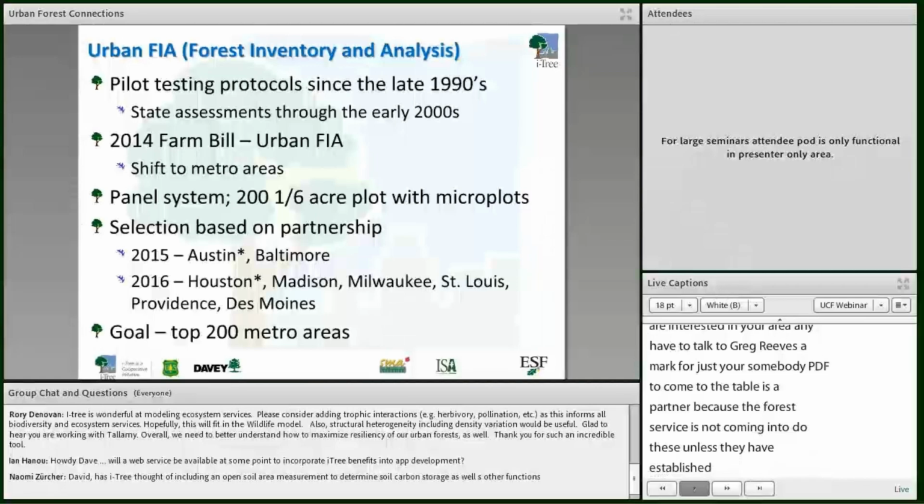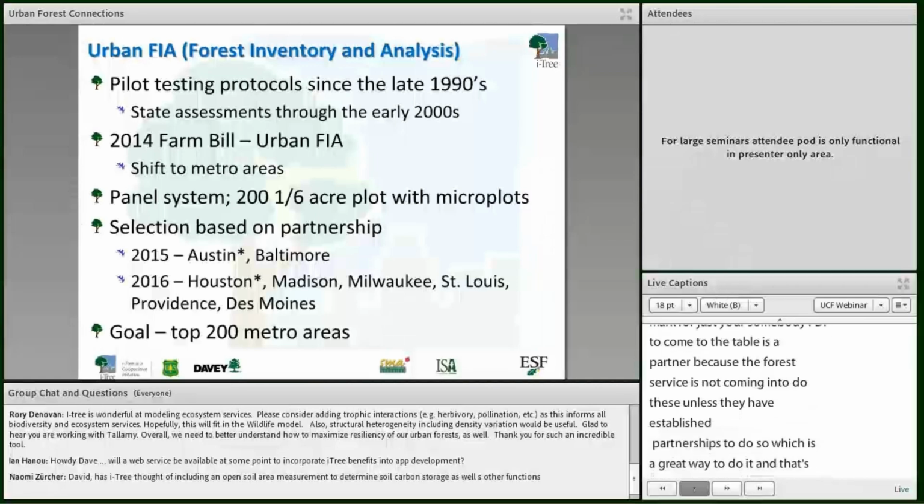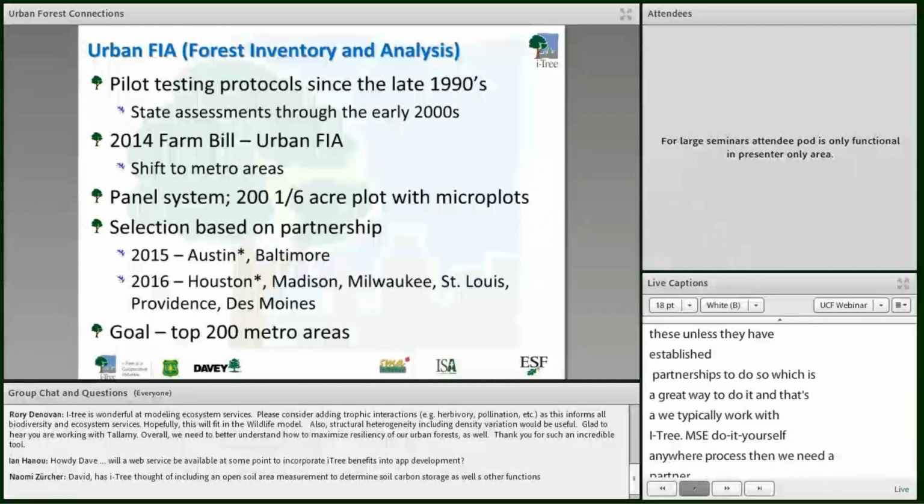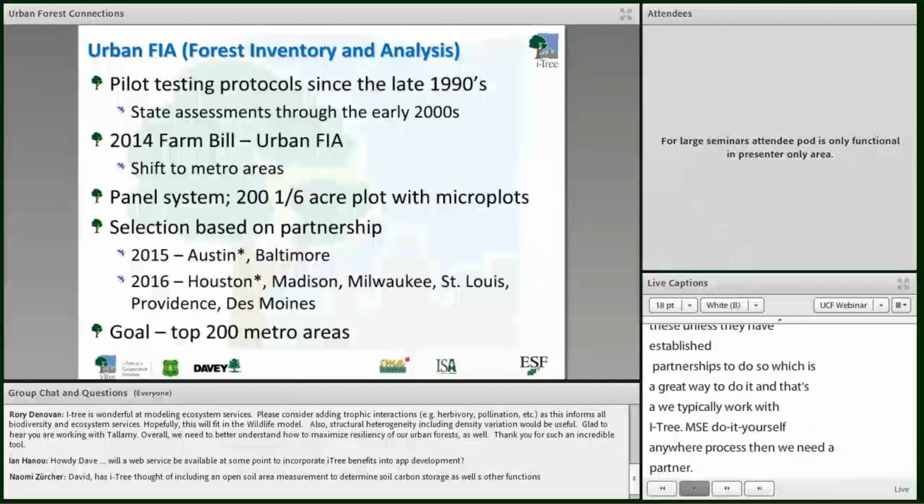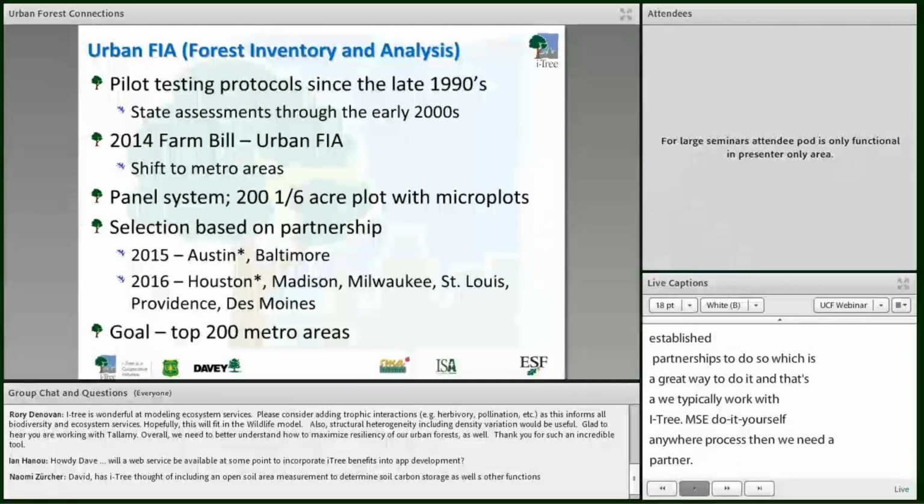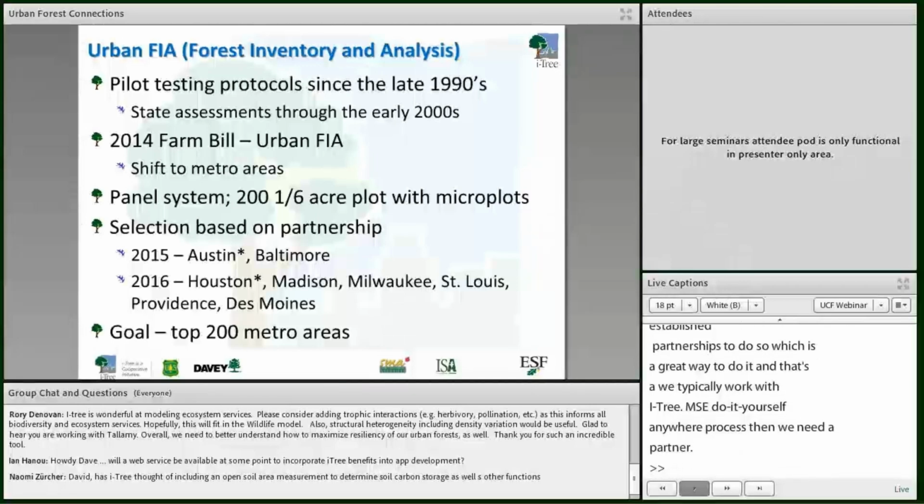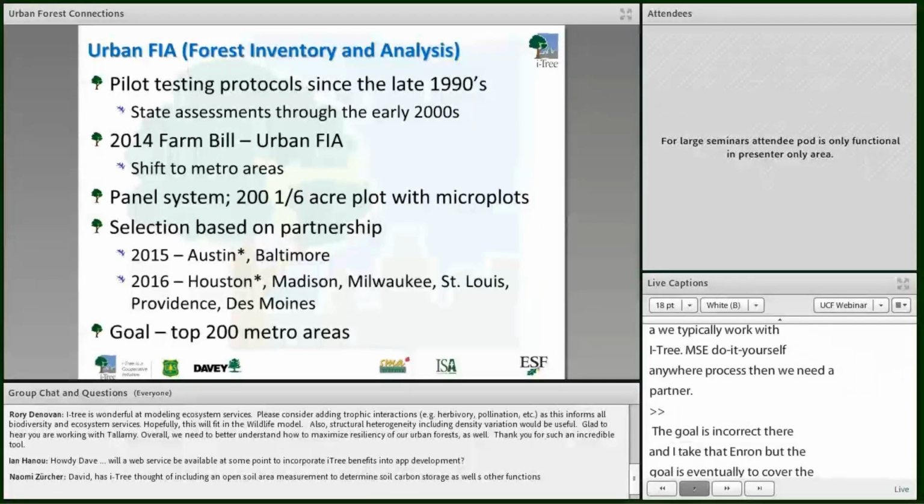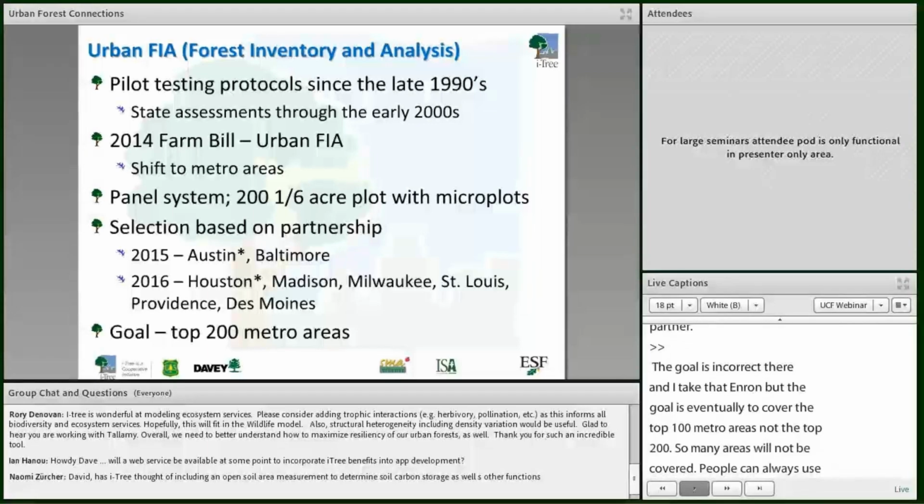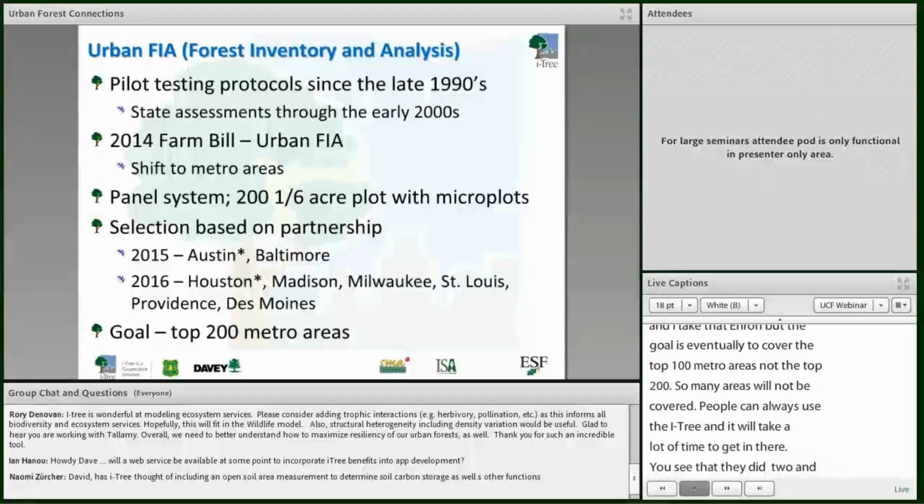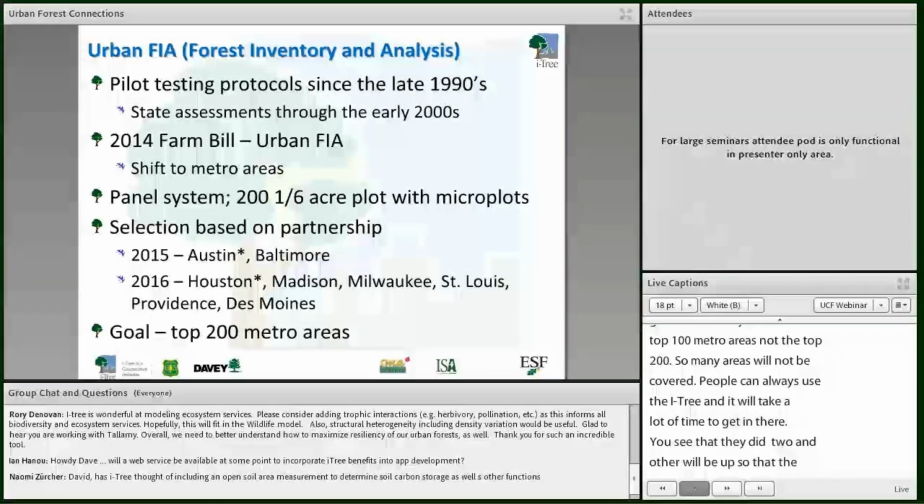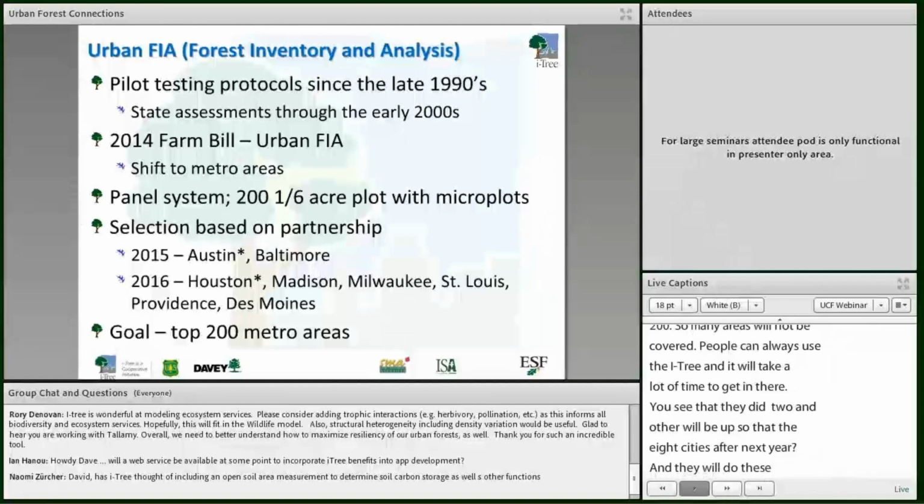The goal is incorrect there. I typed that in wrong. The goal for the U.S. Forest Service is eventually to cover the top 100 metro areas, not 200. So many areas will not be covered. People can always use iTree, and it's going to take a long time to get in there. You can see they did 2, and now they'll be up to, will that be 8 cities after next year, and they'll be doing continuous measurements. So it's up to finding those partners to get in there.